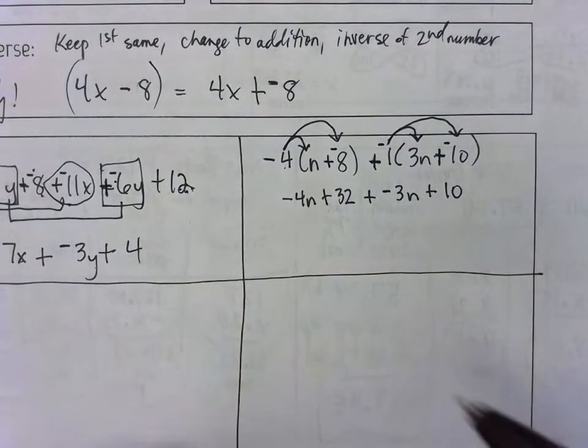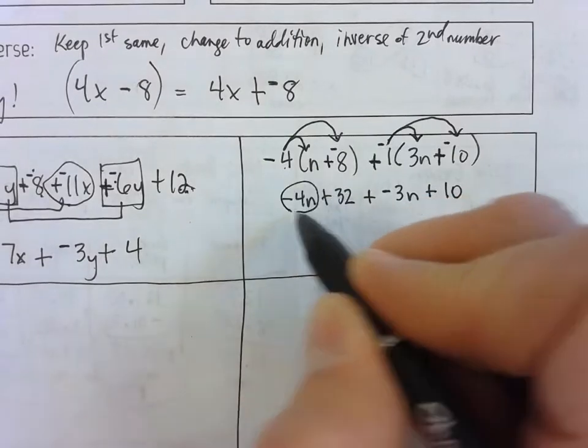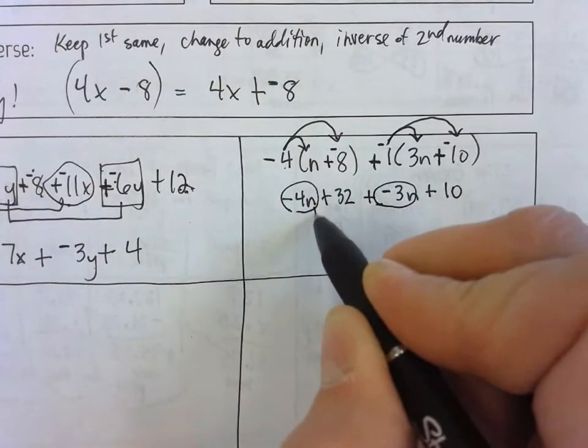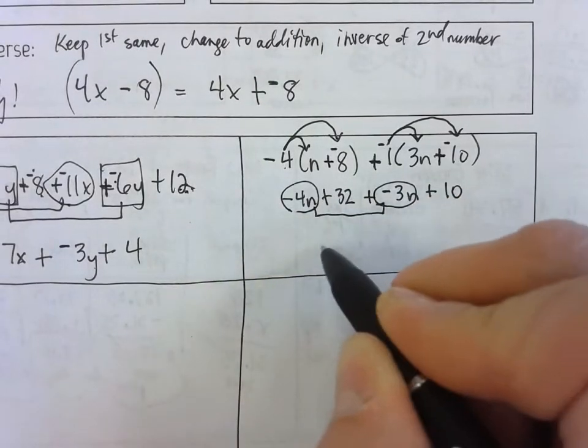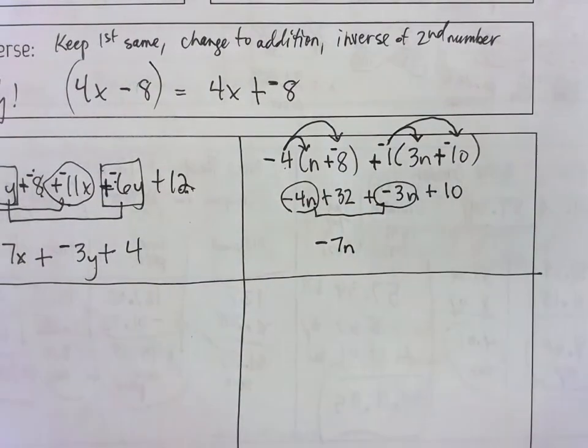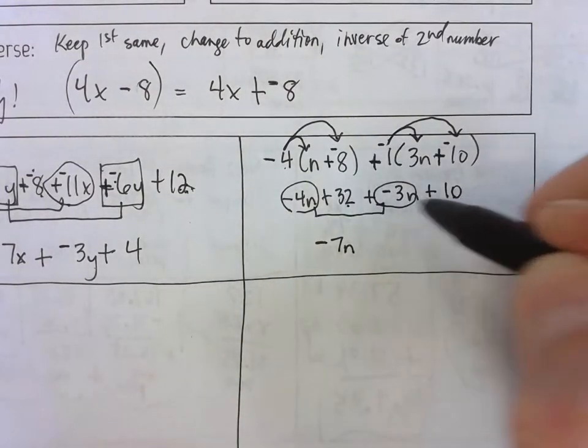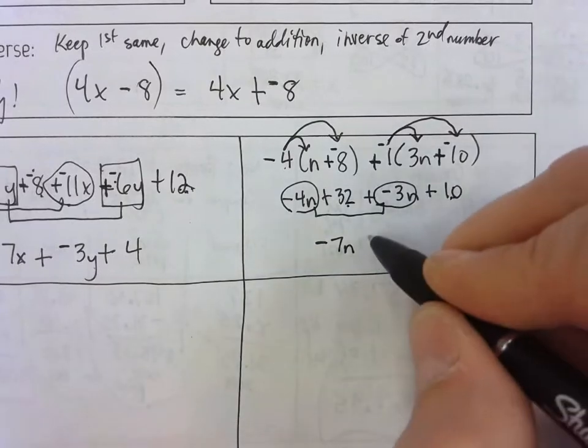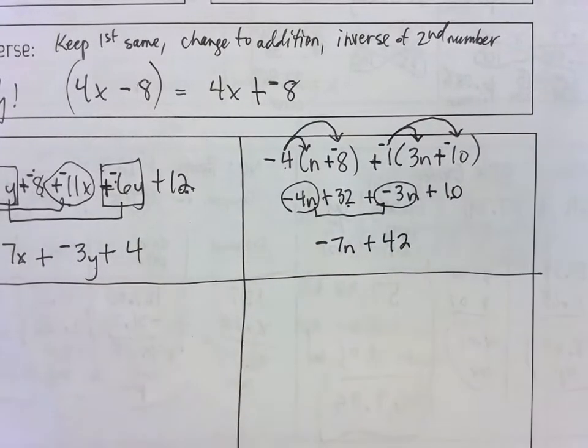So now let's put these things together. So we've got negative 4n and negative 3n. Since they're the same sign, you just add them together, which would give you negative 7n. And of course I got 32 and 10 as my constants, so that's easy enough. You just add 32 and 10, and that gives you 42.